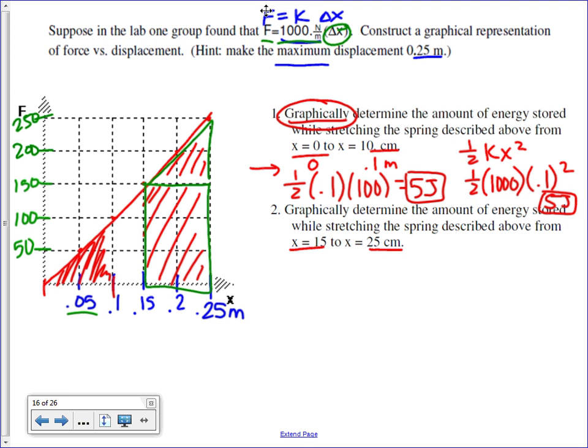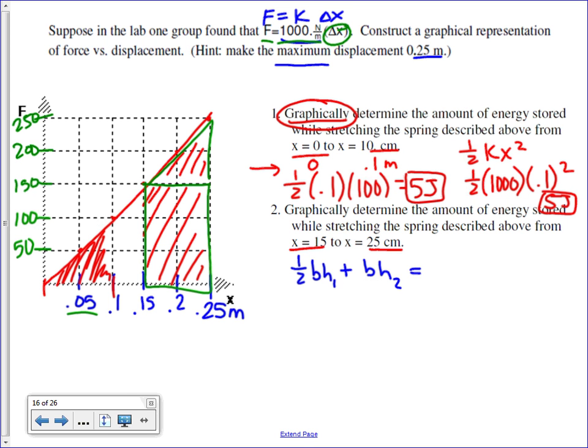Okay, so let's do that. Let's take the area of the rectangle plus the area of the triangle. So the triangle is 1/2 base times height, plus the rectangle is going to be the base times the height. Now, these heights are different. The height of the triangle is different than the height of the rectangle.